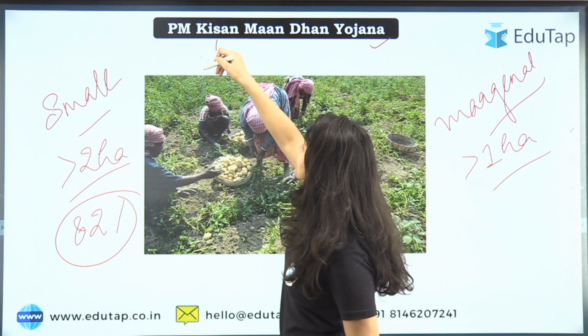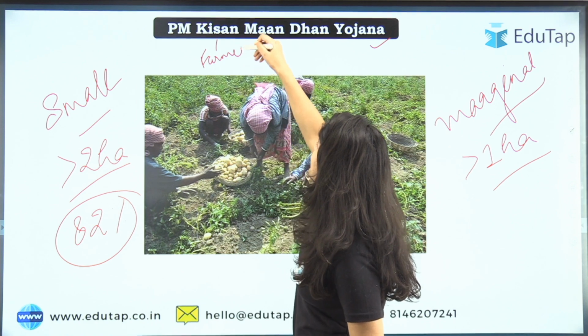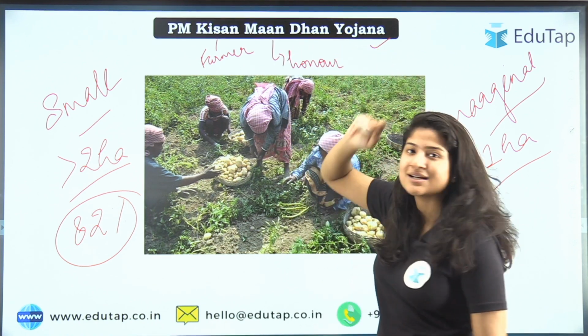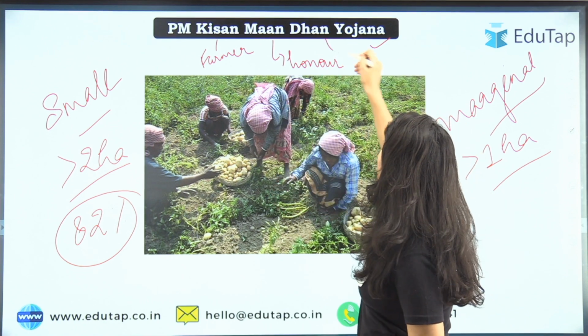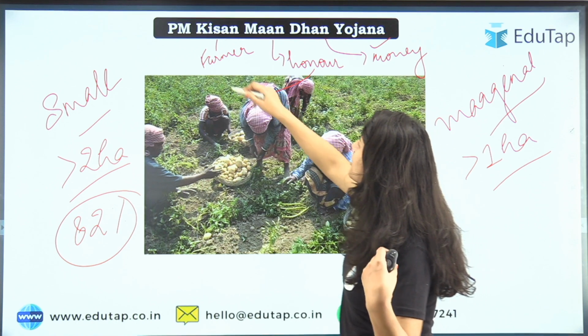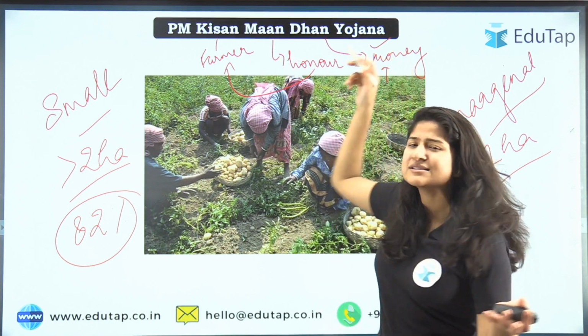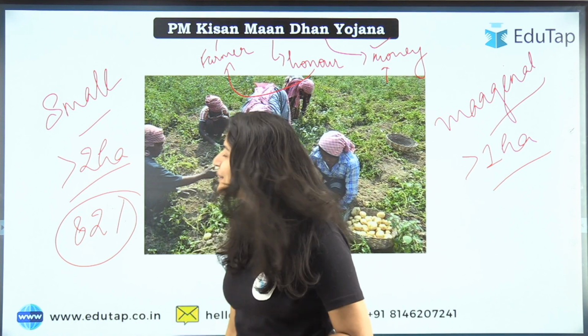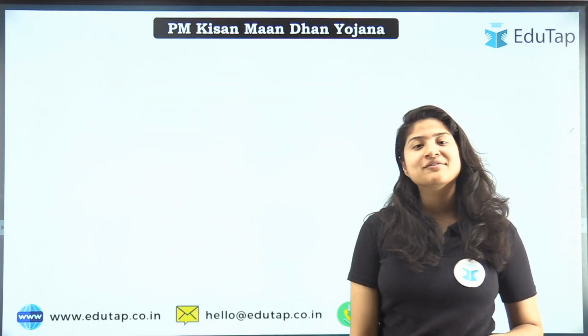Herein, Kisan means farmer. Maan means honor. Maan is a Hindi word whose English translation would be honor. And then we have Dhan, which means money. So it has something to do with the honor of a farmer, and we are talking about money. Alright, so what is it? Let's see. Alright, so we'll start with the basic things.